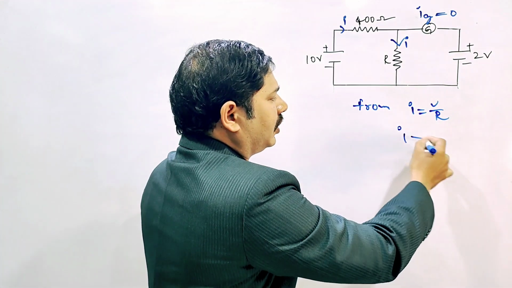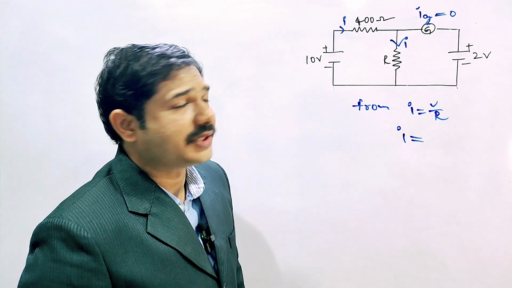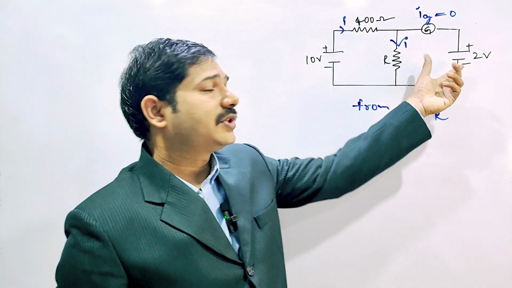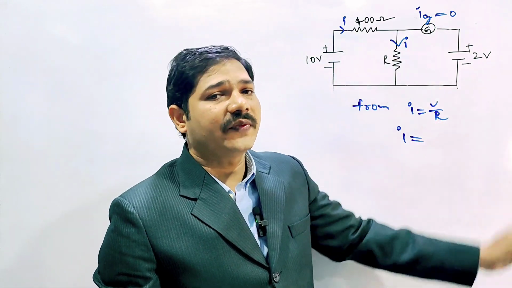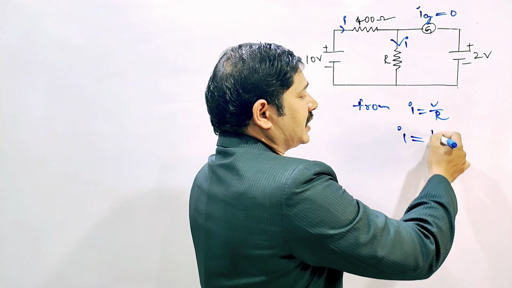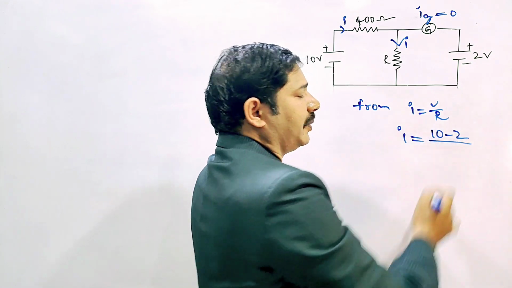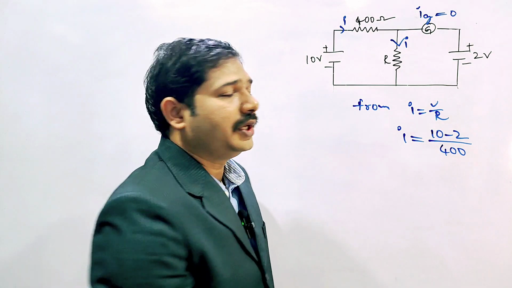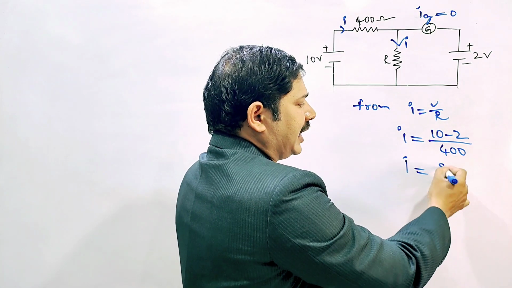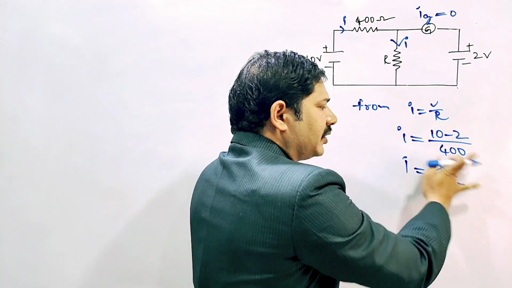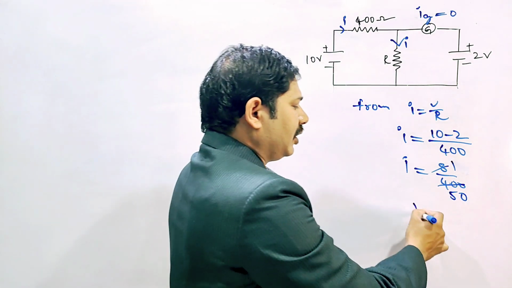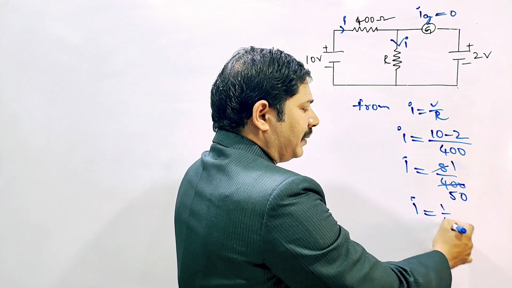Here I is equal to the potential difference divided by the series resistance, which is 400. The potential difference is the input potential minus the final potential, that is 10 minus 2, divided by the series resistance 400. So I equals 8 by 400, which is 1 by 50. The current is 1 by 50.